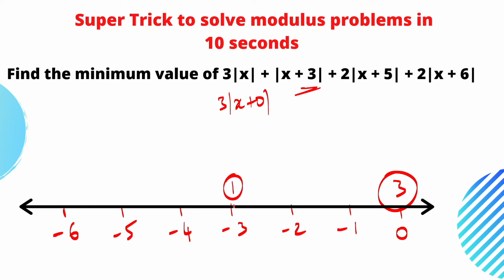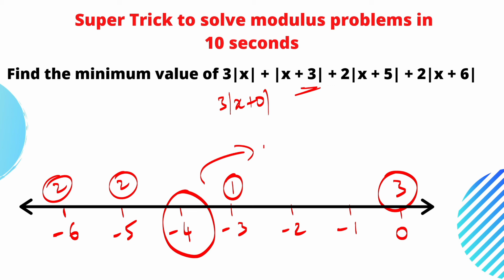So 1 person is at minus 3, 2 persons at minus 5, 2 persons at minus 5 and 2 more persons at minus 6. So what can be the midpoint? We can take the midpoint as minus 4 because on the right side of this there are 4 persons, towards the left side also there are 4 persons, and all these 8 persons are meeting at minus 4.